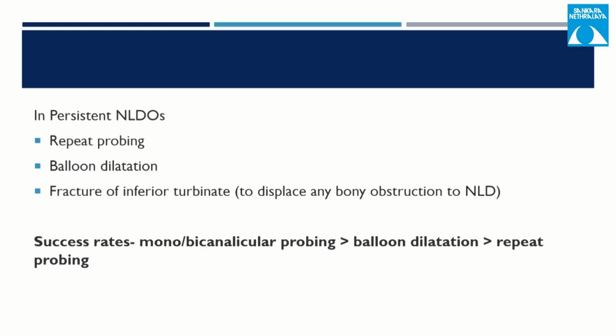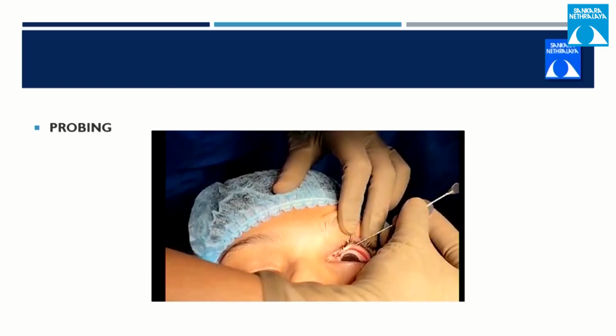When we put a tube, we prefer to put a monocanalicular tube, wherein the tube is put through one puncta only and not through both the puncta. Though either way is okay, because if you put it through only one puncta, in the OPD itself you can remove the tube. Now this is a probing, you can all see that.